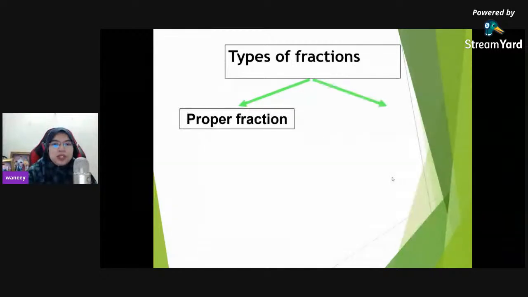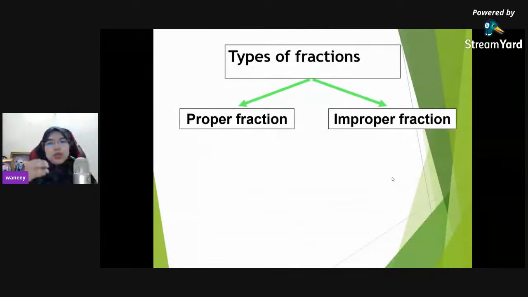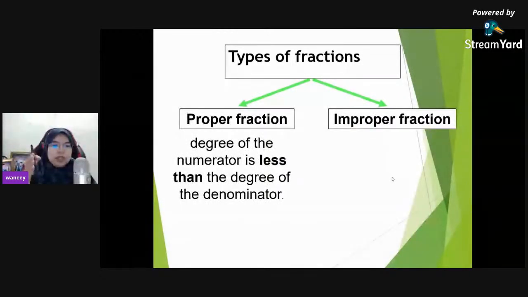Basically we have two types of fraction. We can have a proper fraction, we can have an improper fraction. For a proper fraction, the degree of the numerator should be less than the degree of your denominator. If you have a fraction, the above one is what we call the numerator, and the below one is your denominator. So the degree of your numerator should be less than the degree of your denominator. The top must be lower than the bottom. That is what it means by proper fraction.